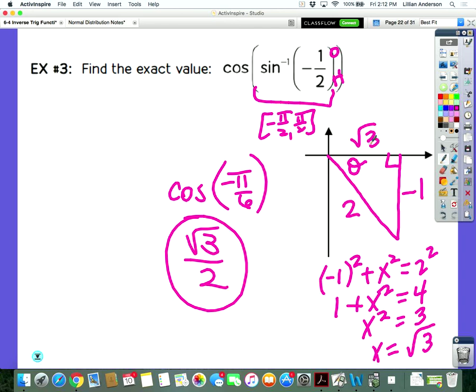So another way to tackle this type of problem is to draw a triangle, label your sides, and then the triangle takes care of the inside part. Because in order to create this triangle, we use the inside part. So now all you have to ask yourself is, what's the cosine of this triangle? Cosine is adjacent over hypotenuse, and the adjacent side is √3 and the hypotenuse is 2. So it works the same way.